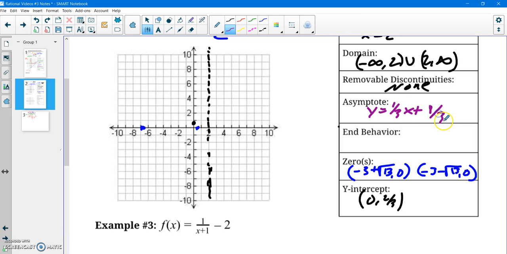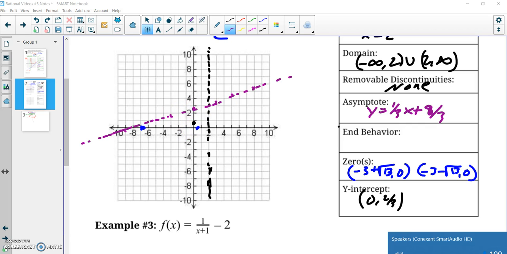I'm going to graph this line. So 8/3, terrible 8. Come on, Mr. Guy. 8/3 is a little bit less than 3, so that's my y-intercept for my slant asymptote. And then the slope's 1/3. Rise 1, run 3. Rise 1, run 3. Rise 1, run 3. Okay, so I'm going to draw my slant asymptote there.